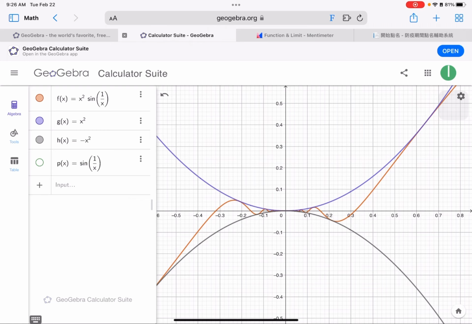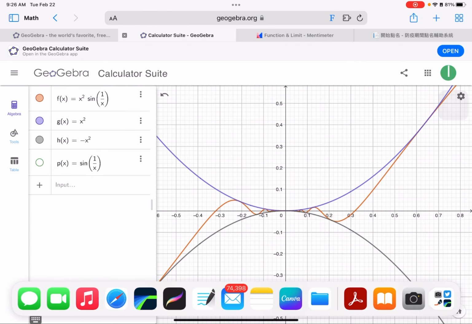So you can think of this x squared as the top function. The middle one is our question, and the lower function is this negative x squared. And that's why we can use the squeeze theorem. Okay? If we look at the graph, I think the graph can be much clearer, right? To understand how the squeeze theorem works.